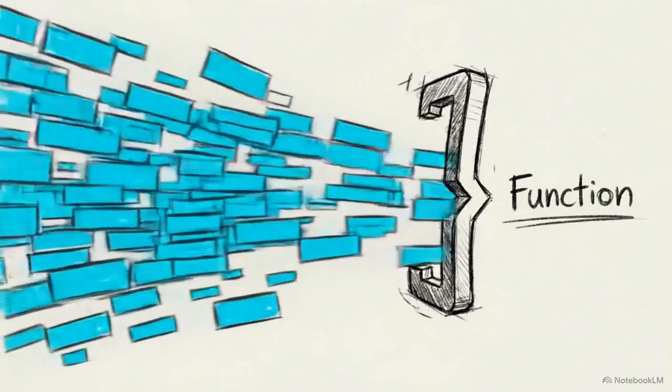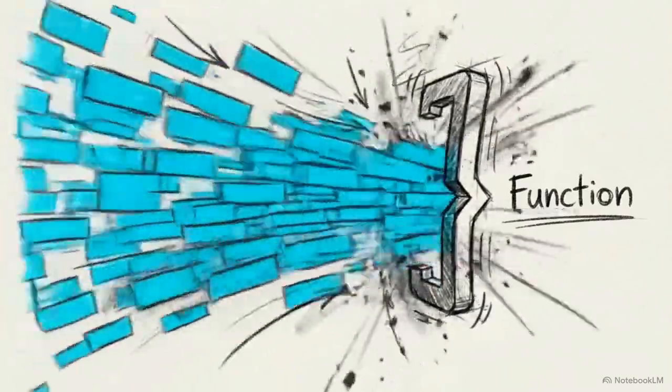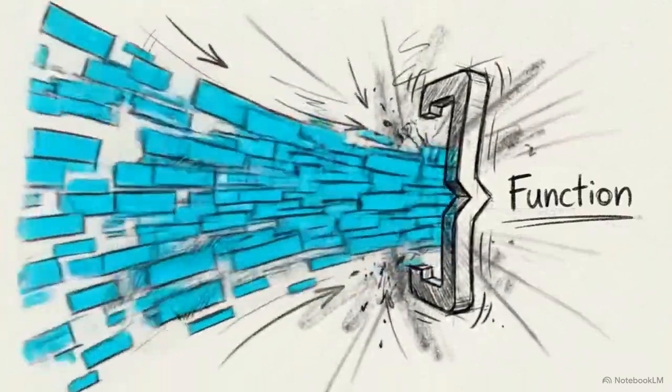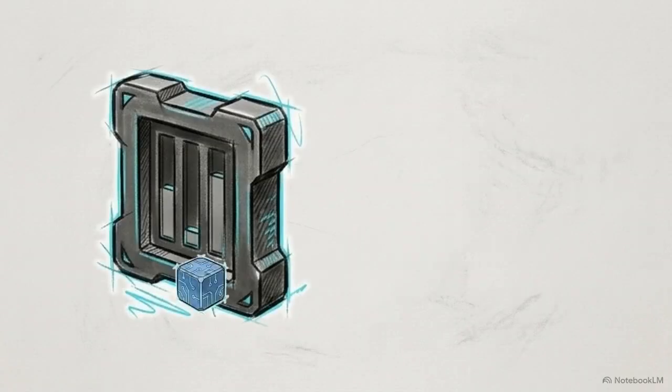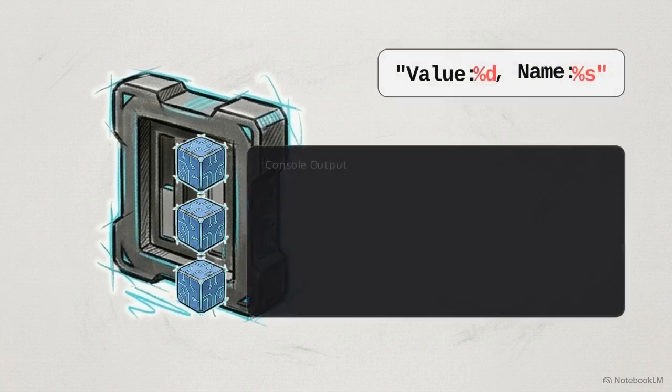A variadic function accepts an indefinite number of arguments. When running, the function itself has no idea how much data is coming its way. To handle this, the compiler takes all provided arguments and stacks them in memory right before the function begins execution.